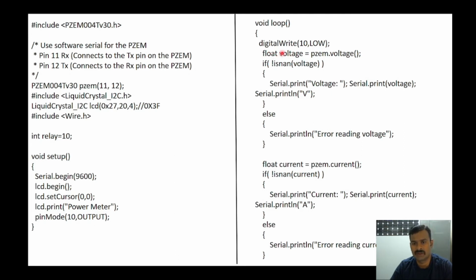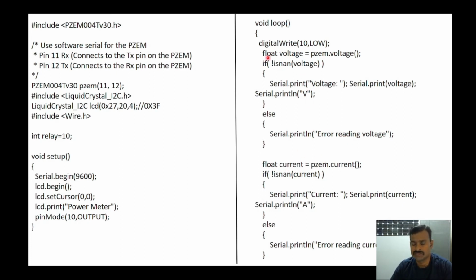So this value will be compared here. If you have a value here, it will print the value here. If there is no value, it will print an error reading voltage. So if there is no voltage, it will say error reading voltage. You can display anything here, for example no voltage or no supply, something like that.